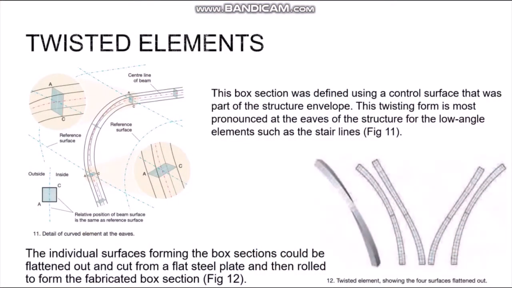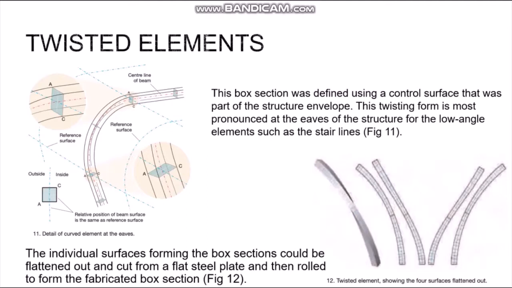Then we look at the structure and all the geometrical conditions within the stadium. This box section was defined using a control surface that was part of the structure envelope. The outer flank of the box always remains parallel to the control surface, resulting in a twisting, curving box section that changes as the element progresses along the surface of the structure.